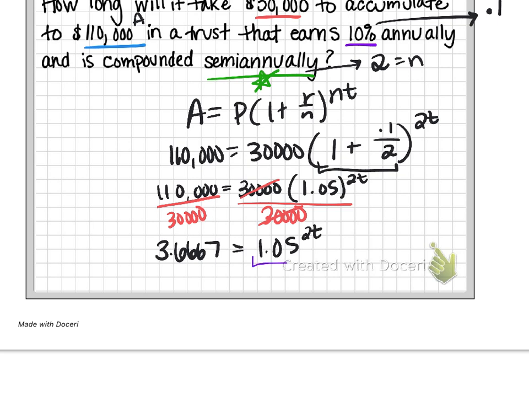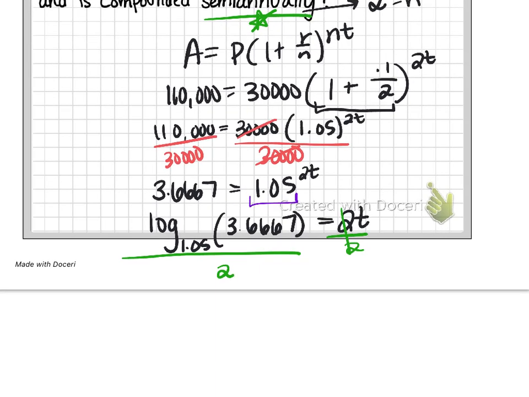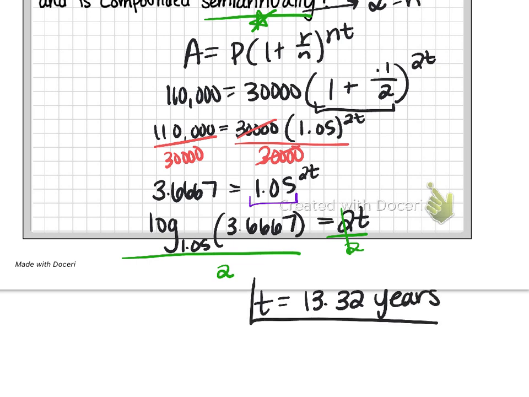The base of our log will be 1.05, so we'll have log base 1.05 of 3.6667 equals our exponent 2t. Last step to get t by itself, we'll divide both sides by 2, and then we can plug this into our calculator. So t equals 13.32 years. So that's how long it would take for the money that you deposited to grow to 110,000.